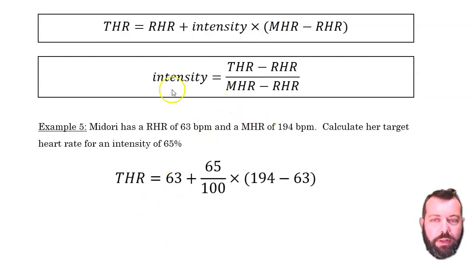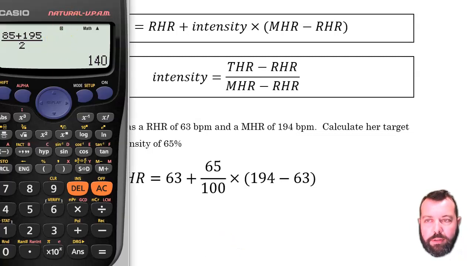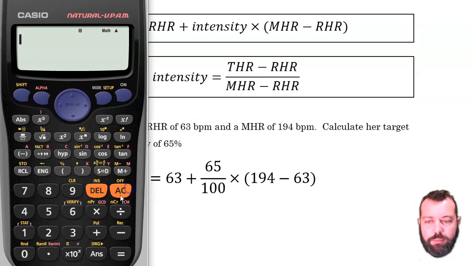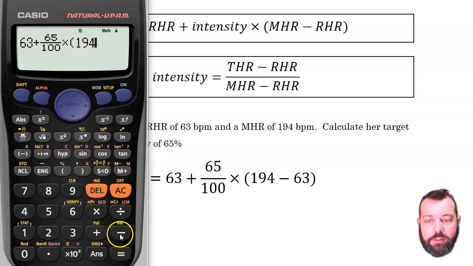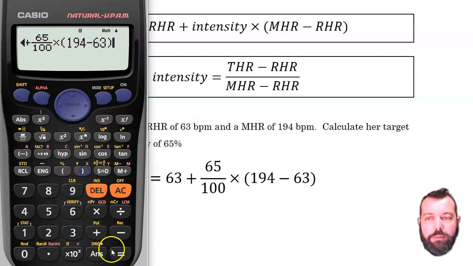So 63, that's our resting heart rate, plus our intensity as a percentage, so over 100, 65 over 100 times bracket 194 minus 63. Trusty calculator, here we go. Let's see if we can type that in nice and neatly. So I want to do 63 plus 65 over 100. You could, of course, say 0.65. That's fine, but that's how we wrote it. That's how I'm going to type it in. Then a bracket, 194 minus 63. Close the bracket. There we go.